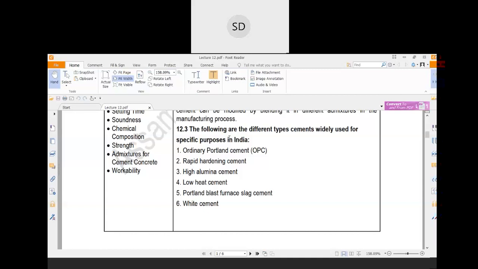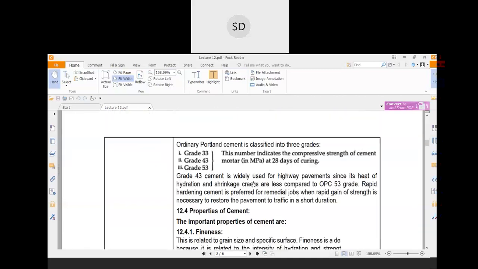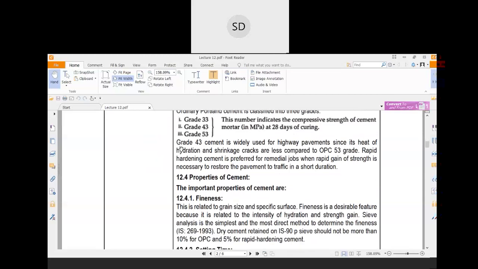This type of pozzolanic material is ground into fine dust and added to the cement. Mixing in pozzolanic material is a cost cutting procedure, and it also gives considerable strength to the cement. Now for pavement construction, this is another important thing: generally 43 grade cements are used.